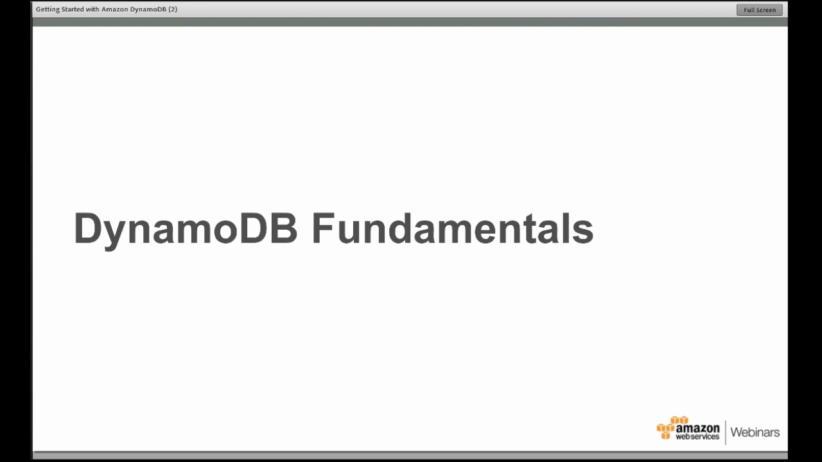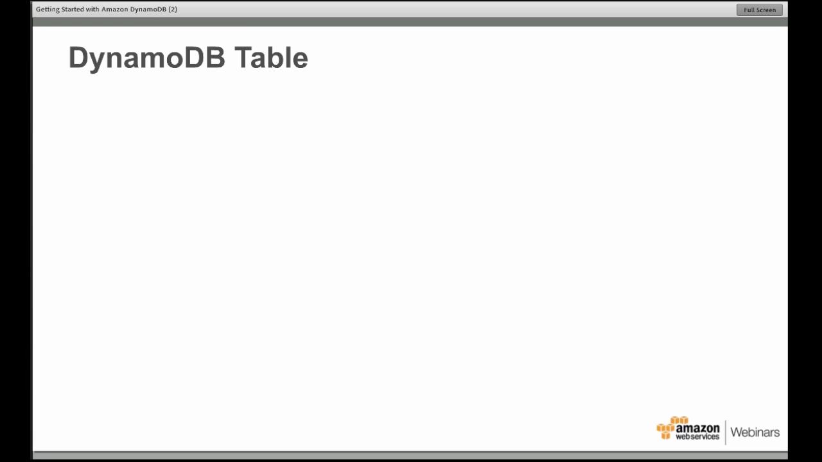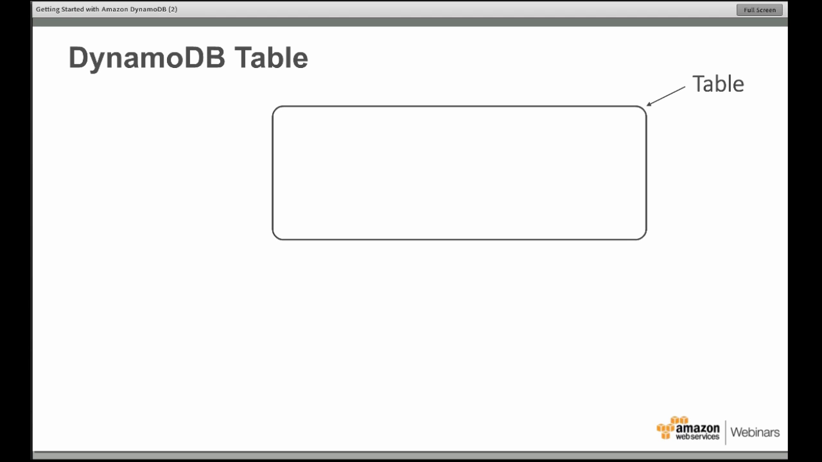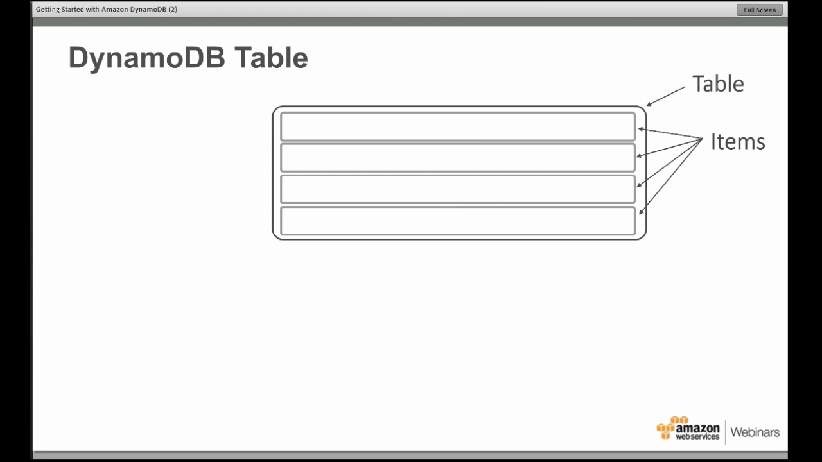Okay, so now we know what DynamoDB is. It's a fully managed NoSQL database service that lives in the AWS cloud. Let's talk a little bit about the fundamentals of how you actually work with Dynamo. So the root level entity in the DynamoDB service is something called a table. And a table is more or less what you would think a table is. It's basically a collection of items.